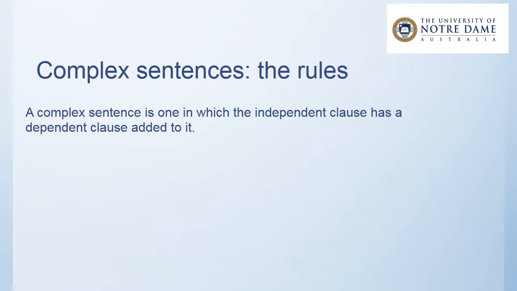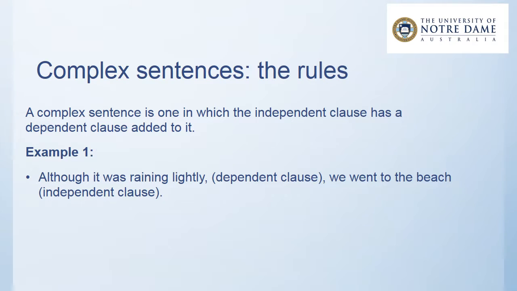Let's talk about complex sentences. In complex sentences, the independent clause has a dependent clause added to it. For example, although it was raining lightly, we went to the beach. Although it was raining lightly is a dependent clause. We went to the beach is an independent clause. When these two clauses are joined together, they make a complex sentence.